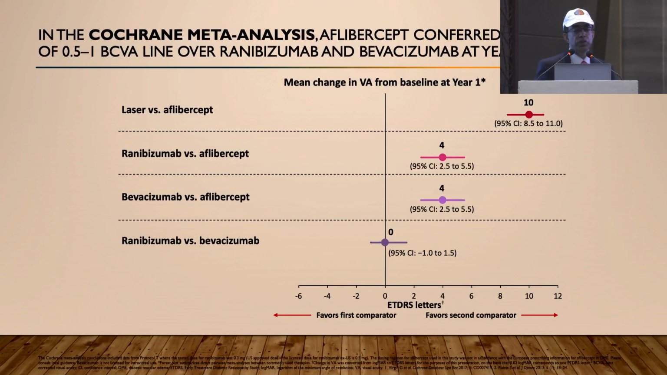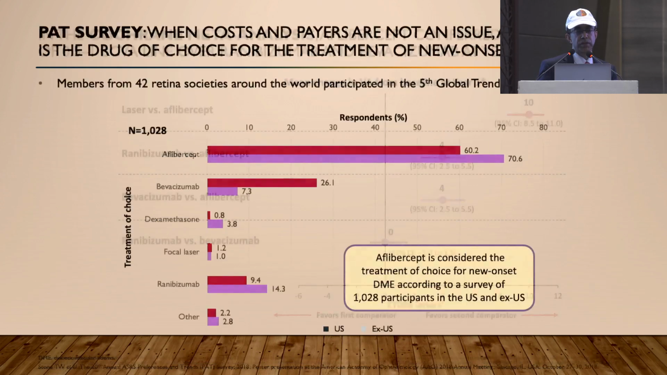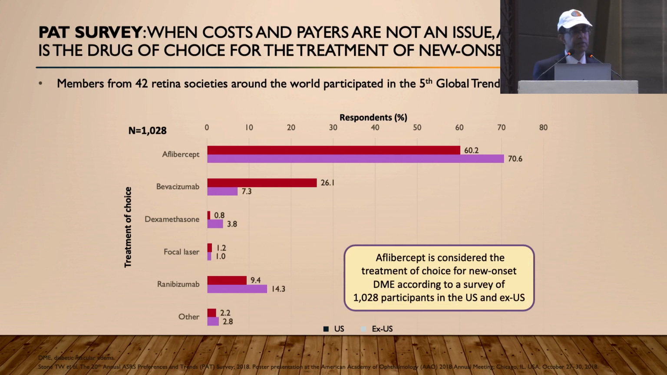And it also showed that it conferred an advantage of best corrected visual acuity over ranibizumab and bevacizumab at year 1. The PAT survey, which is again a very respected survey of the American Society of Retina Specialists, showed that aflibercept is considered the treatment of choice for new onset DME, according to a recent survey of participants. So in India, the treatment of naive DME with aflibercept is just coming in. Not many patients can afford aflibercept, but with the patient support program, I think things are changing.